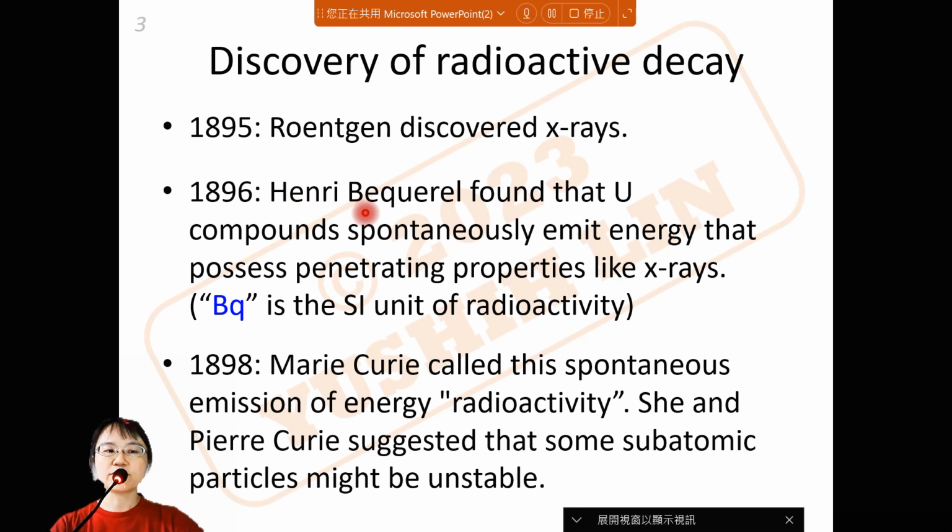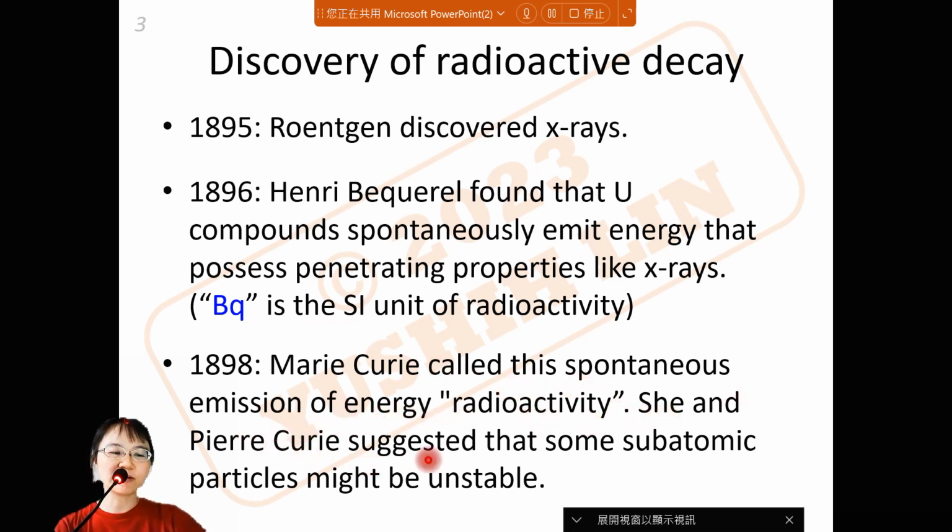One year later, Henri Becquerel found that uranium compounds spontaneously emit energy that possesses penetrating properties like X-ray. Because of this discovery, Henri Becquerel, his name Bq, is the standard unit of radioactivity. In your next assignment, you will use this unit, Bq. That's a unit for radioactivity. Two years later, Marie Curie called this spontaneous emission of energy radioactivity.